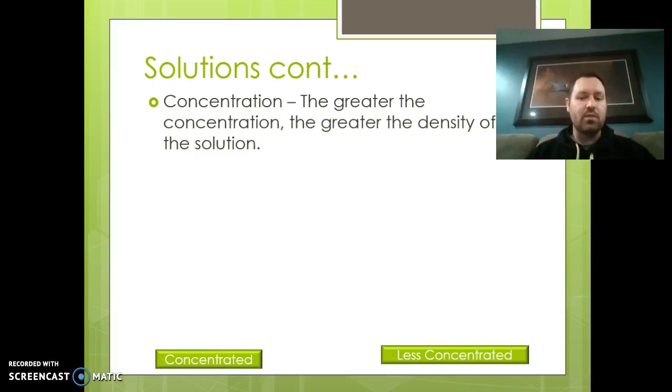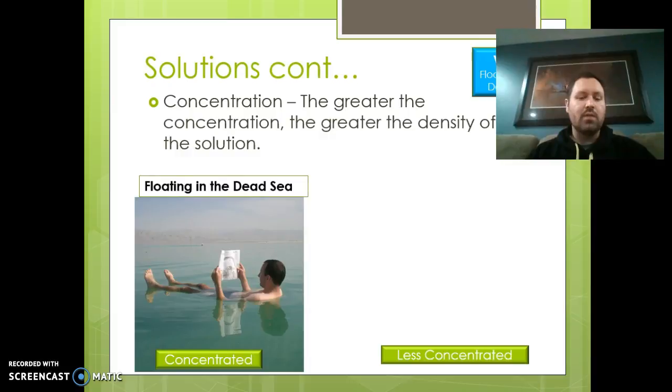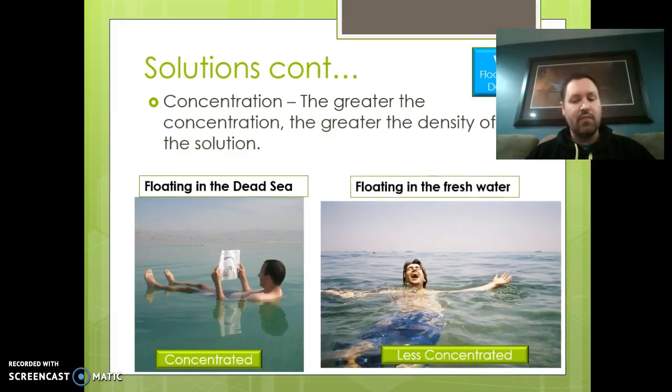Concentration. The greater concentration, the greater density of the solution. Well, that makes sense. If there's a higher concentration, if there's a whole lot more salt in salt water, it's going to be more dense. Here's what I mean. Like in the Dead Sea. The Dead Sea, the water there is very dense. It's a lot more dense than, let's say, fresh water. And since the water in the Dead Sea is a lot more dense, you can float in it significantly easier.